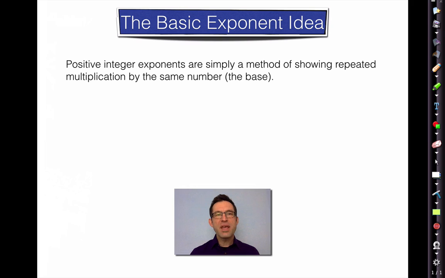Okay, the basic exponent idea. You've been seeing exponents for a long time, and what most people feel comfortable with is positive integer exponents. Make sure you understand that. Those are things like x to the fifth or 3 to the seventh, right? Positive integer exponents are simply a method of showing repeated multiplication by the same number, the base. In this case, the base is x. In this case, the base is 3.